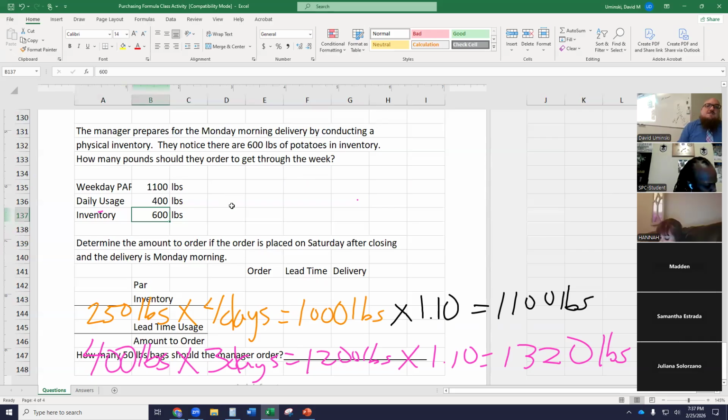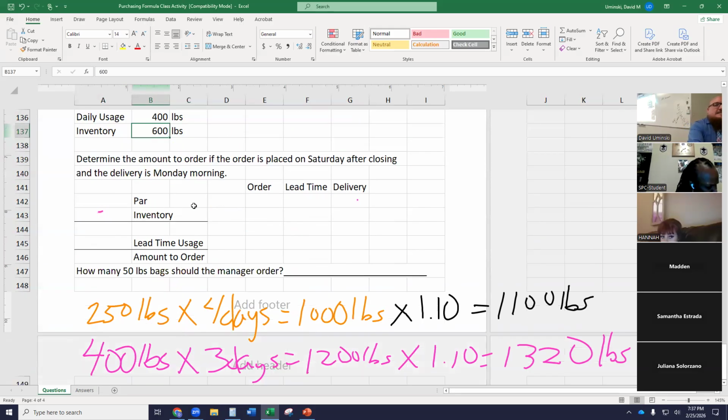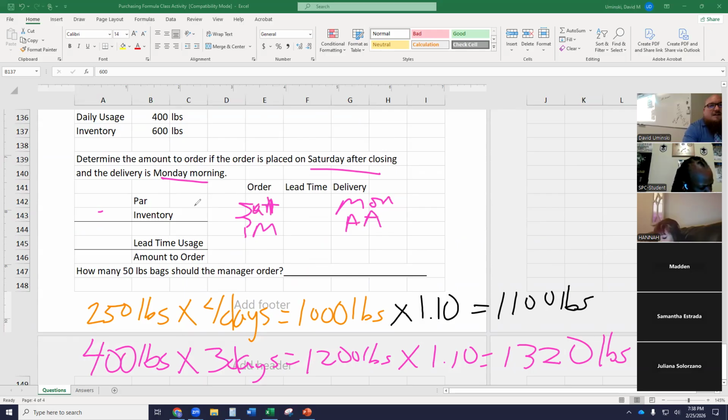Okay. So if I order on Sunday after closing, so Sunday PM, and it comes on Monday morning, Monday AM. Oh, sorry, that was Saturday. Saturday PM. Then I have Sunday, but because it's Saturday after we close, we already had service that day. And Monday AM means we're not there yet. Okay. So just one day.